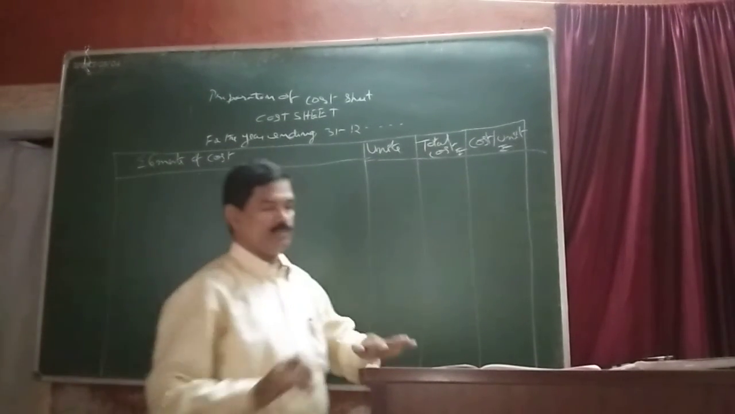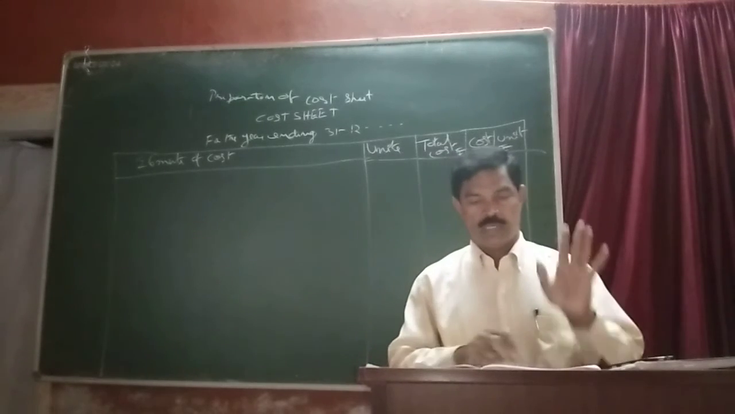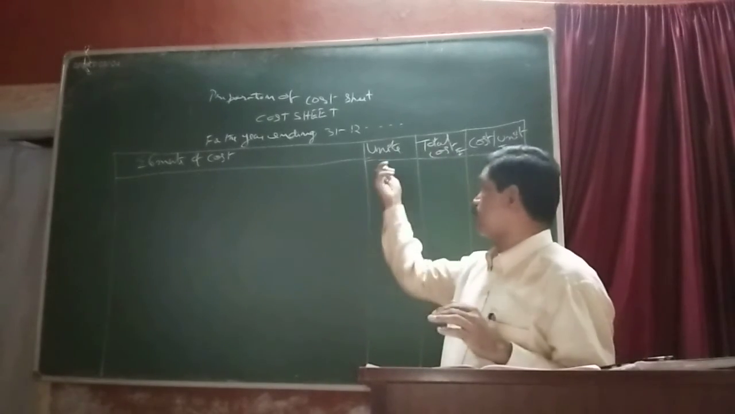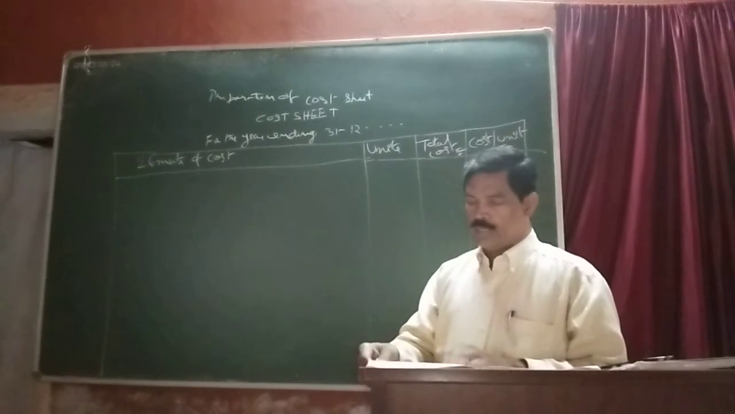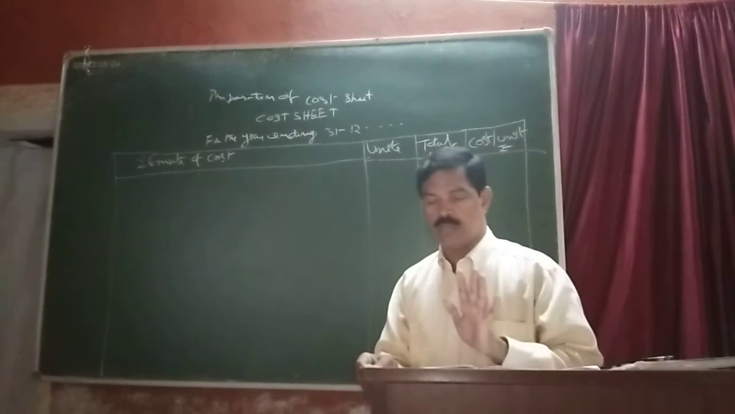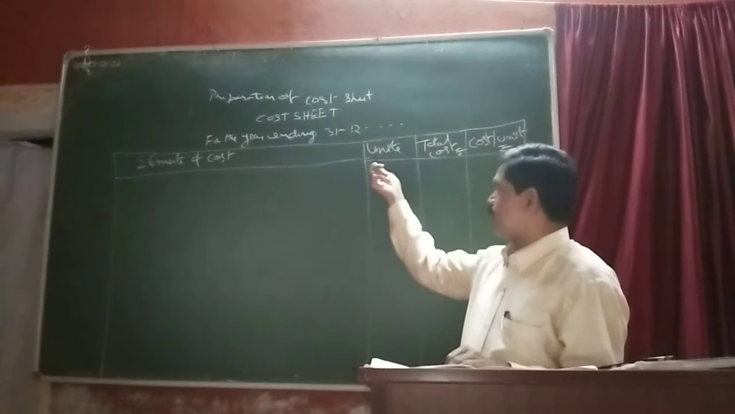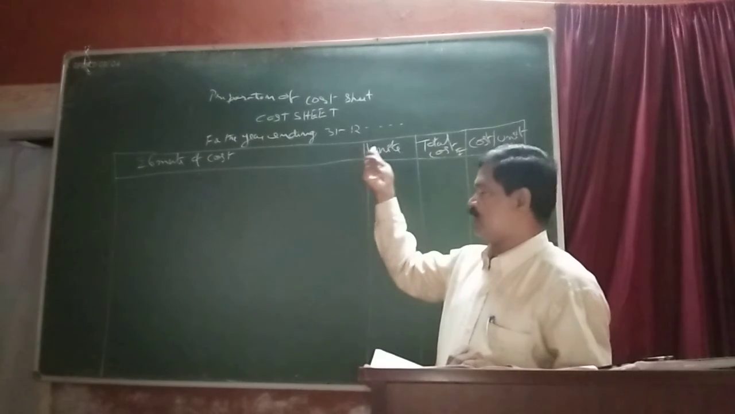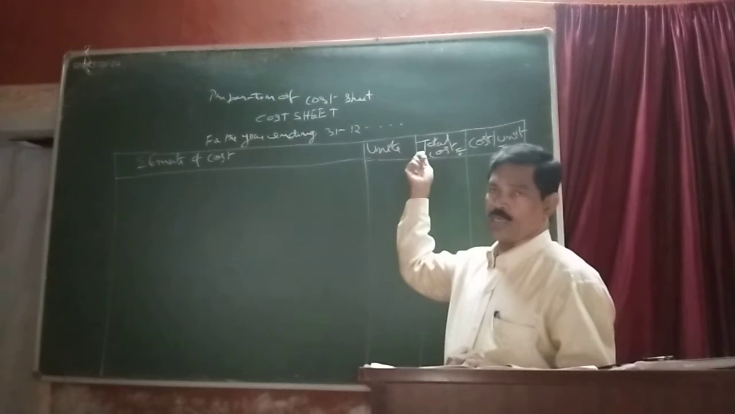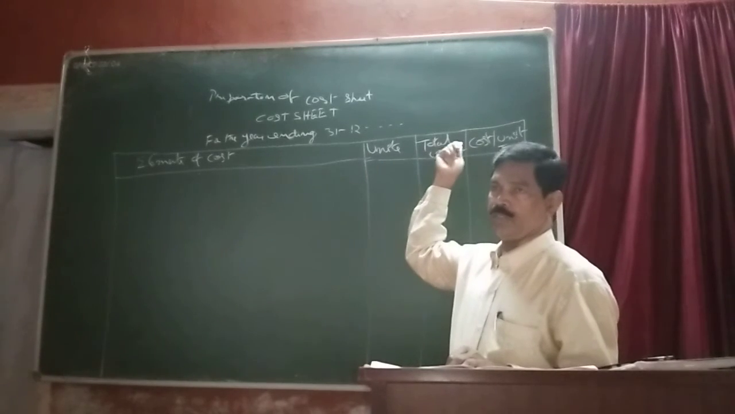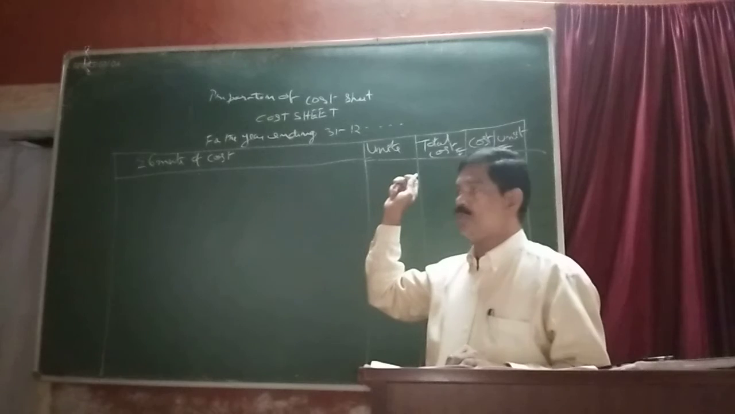So in this problem, see here, units are not given. If the units are given, we have to enter the units in the units column. If only the total cost is given, this depends upon the problem. If in the problem the units are given, then you have to write the units, then total cost, then cost per unit. Cost per unit is nothing but total cost divided by number of units produced.